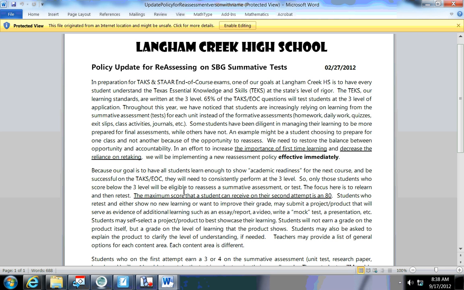Students who reassess and either show no new learning or want to improve their grade may submit a project that will serve as evidence of additional learning, such as an essay, report, video, or a mock test presentation. Students may self-select a project to showcase their learning. The students will not receive a grade on the product itself, but a grade on the level of learning that the product shows. Students may be asked to explain the product to clarify their level of understanding. Teachers may provide a list of general options for each content area. Each content area is different.